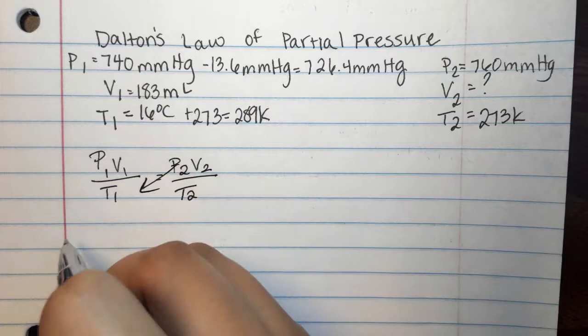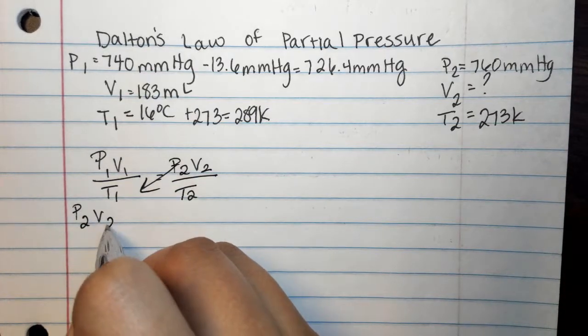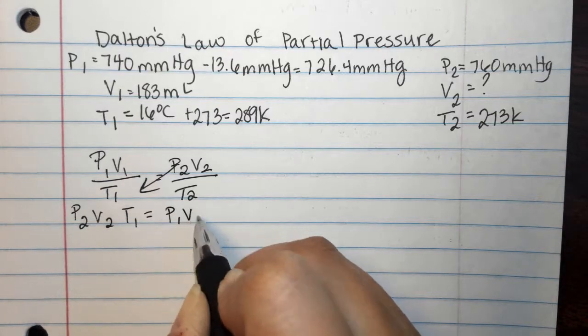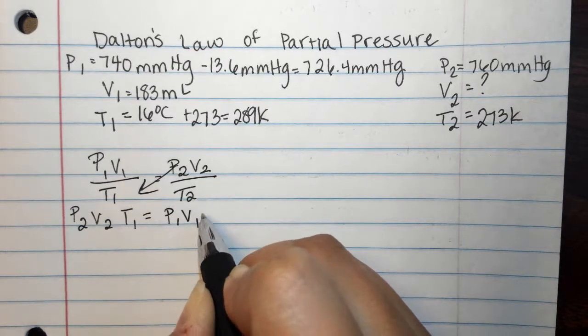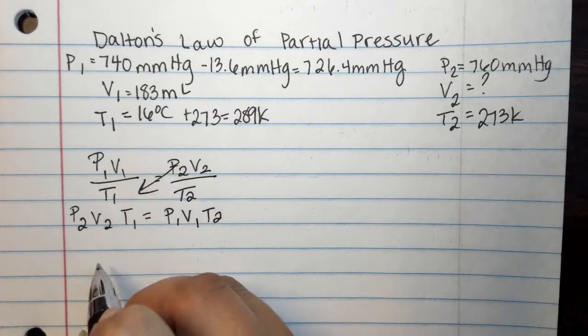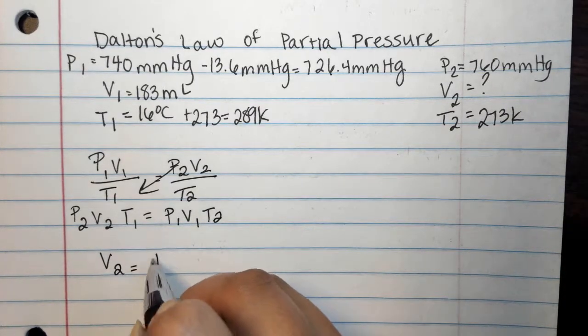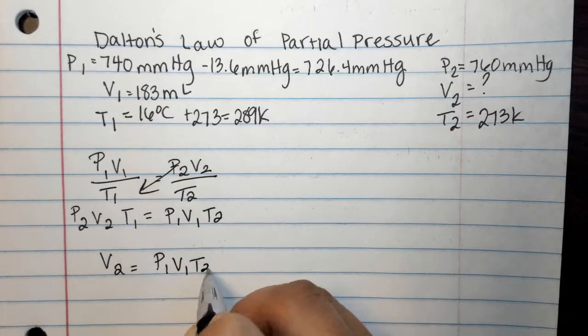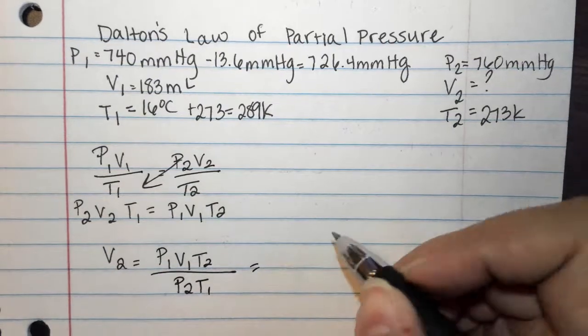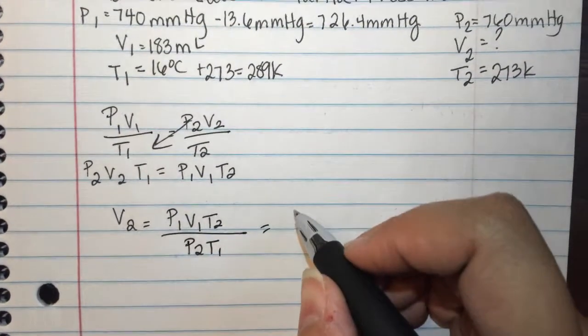So we are going to cross multiply to isolate V2 by itself. And so in the end, when we get V2 by itself, we divide by P2 and T1 on both sides, and our equation we are working with is P1V1 times T2 divided by P2 and T1. So we are just going to put in our values.